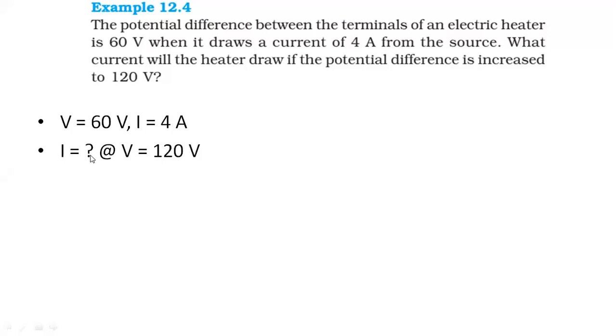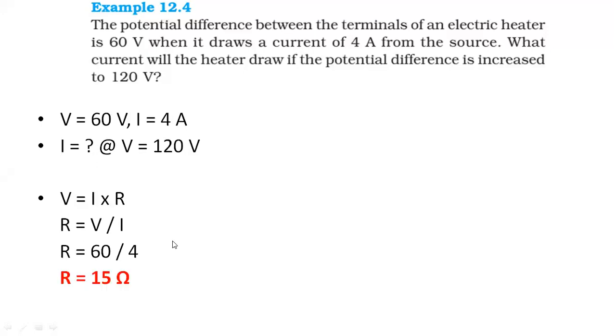They are asking current at potential difference 120, correct? So this is the question asked in this particular numerical. They are saying find current at 120 volt. So let us use the formula V is equal to I into R. Now the V value will be 60 and the current value will be 4. That will give us resistance. So that is a very simple formula. R is equal to V by I. V value is 60, I value is 4. So 60 by 4, and this would be 15 ohm.